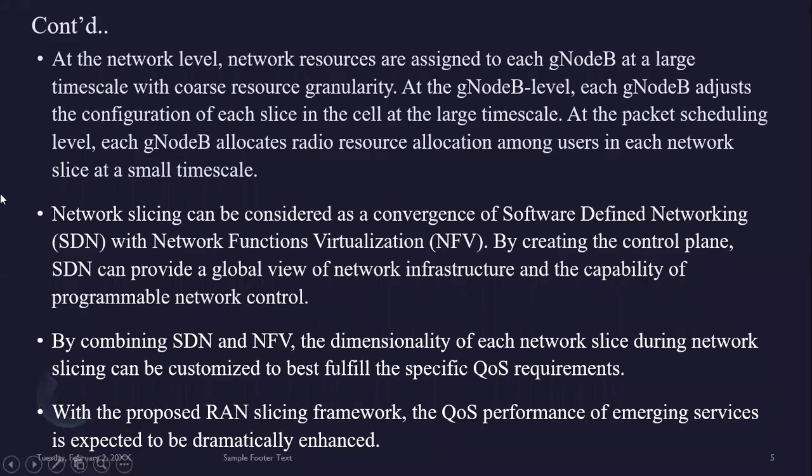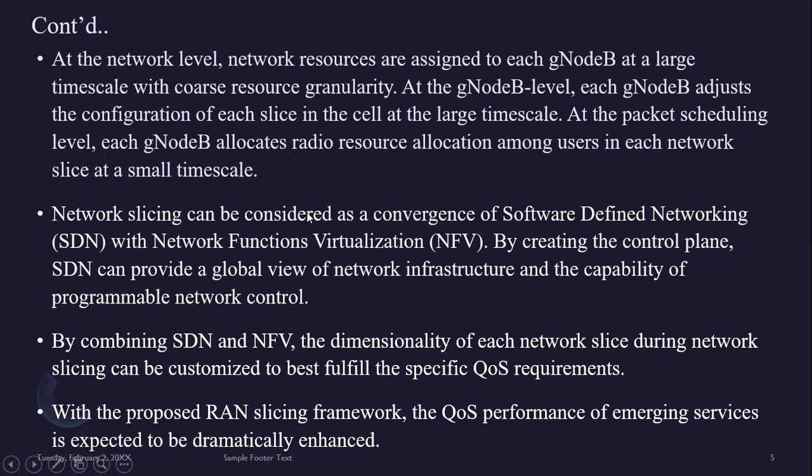At the network level, the network resources are assigned to each gNode B at a large time scale with coarse resource granularity. At the gNode B level, each gNode B adjusts the configuration of each slice in the cell at a large time scale. At the packet scheduling level, each gNode B allocates radio resources among users in each network slice at a small time scale.